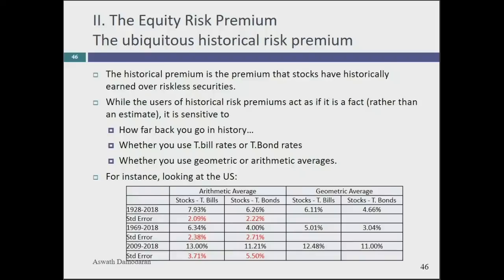You say, what do you mean, how do you compute your average? I could do a simple average, add up 60 numbers and divide by 60, or I can do a compounded average, a geometric average. I get very different numbers. I have 12 very different numbers, all of which are technically historical risk premiums. Do you see why equity research analysts love this table?